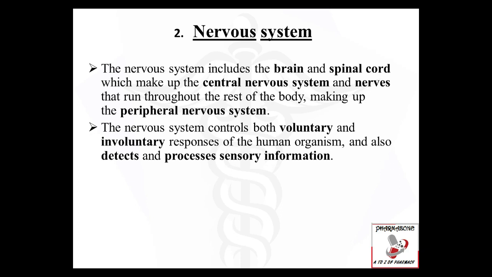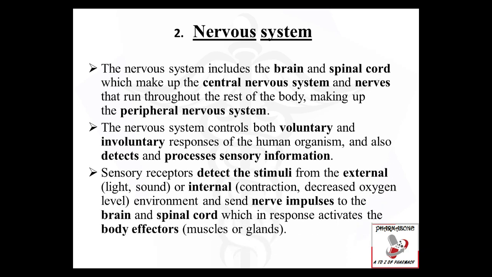The nervous system controls both voluntary and involuntary responses of the human organism and also detects and processes sensory information. The sensory receptors detect the stimuli from the external or the internal environment and send nerve impulses to the brain and spinal cord, which in response activates the body effectors, that is muscles or glands.